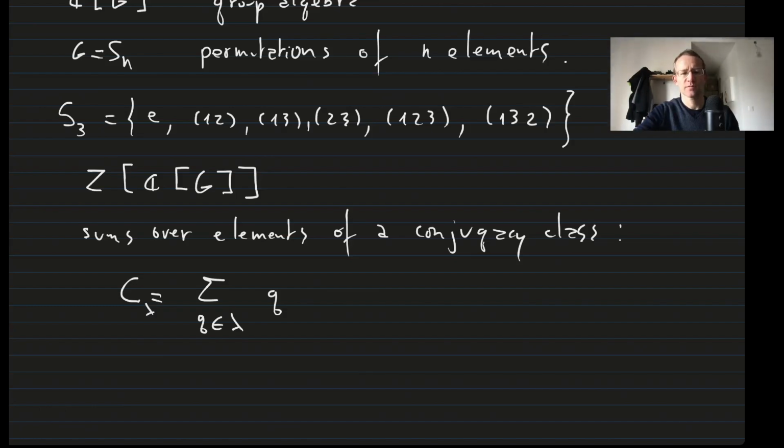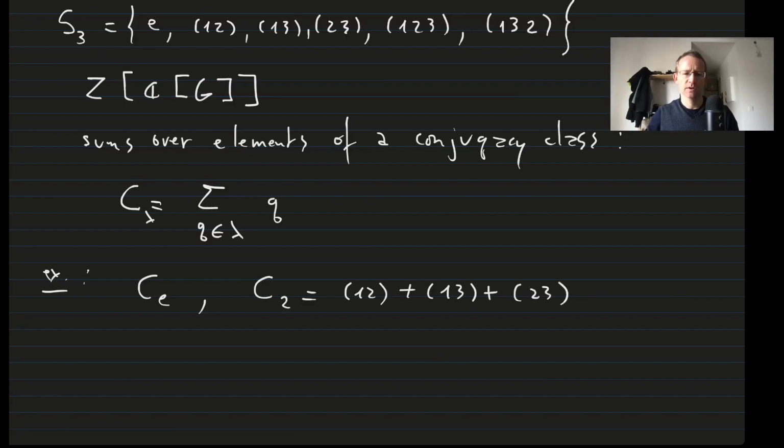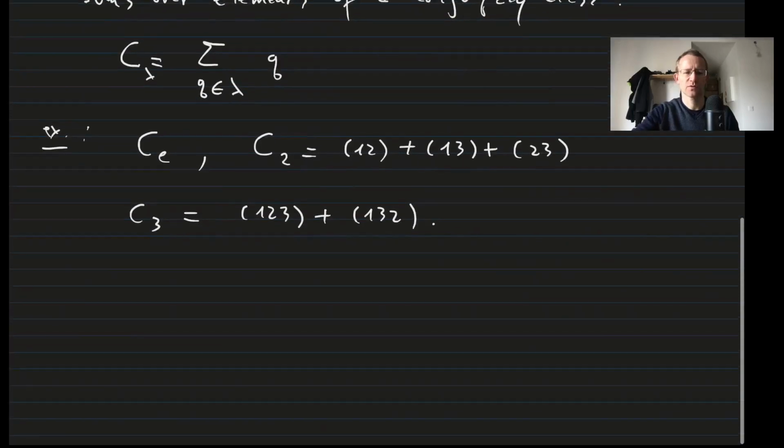Let's consider these sums for the 3 conjugacy classes of S3. So for our example, we have the identity conjugacy class. Then we have the transpositions, which consists of (1 2) plus (1 3) plus (2 3), as well as the conjugacy class of 3 cycles, which is (1 2 3) plus (1 3 2). In this example, let's explicitly compute the structure constants of the algebra, which is the center of the group algebra.